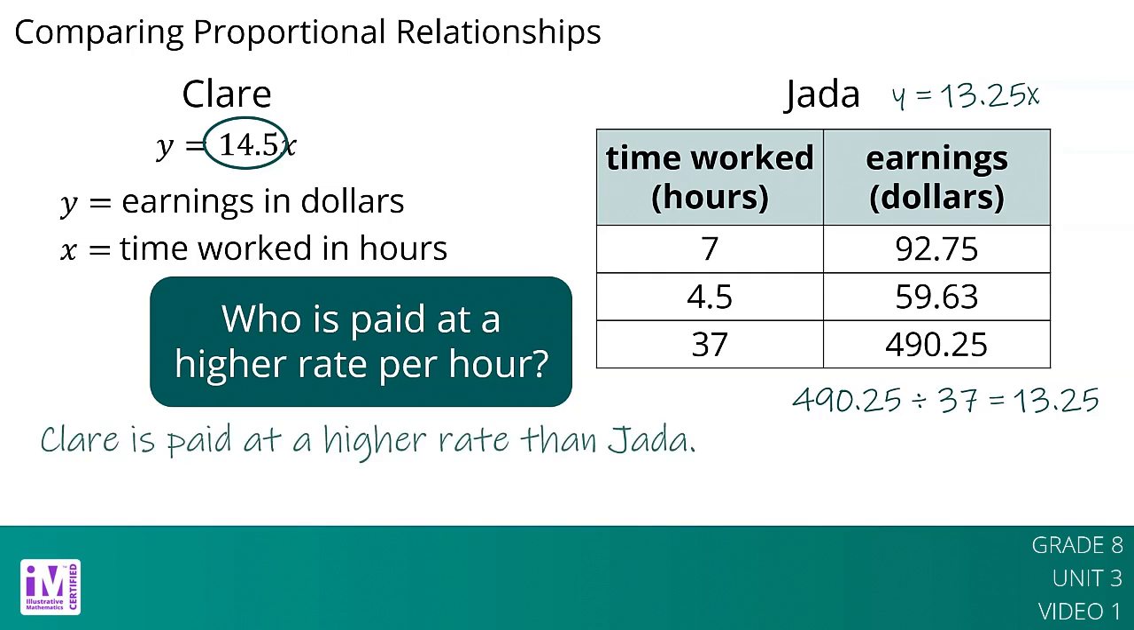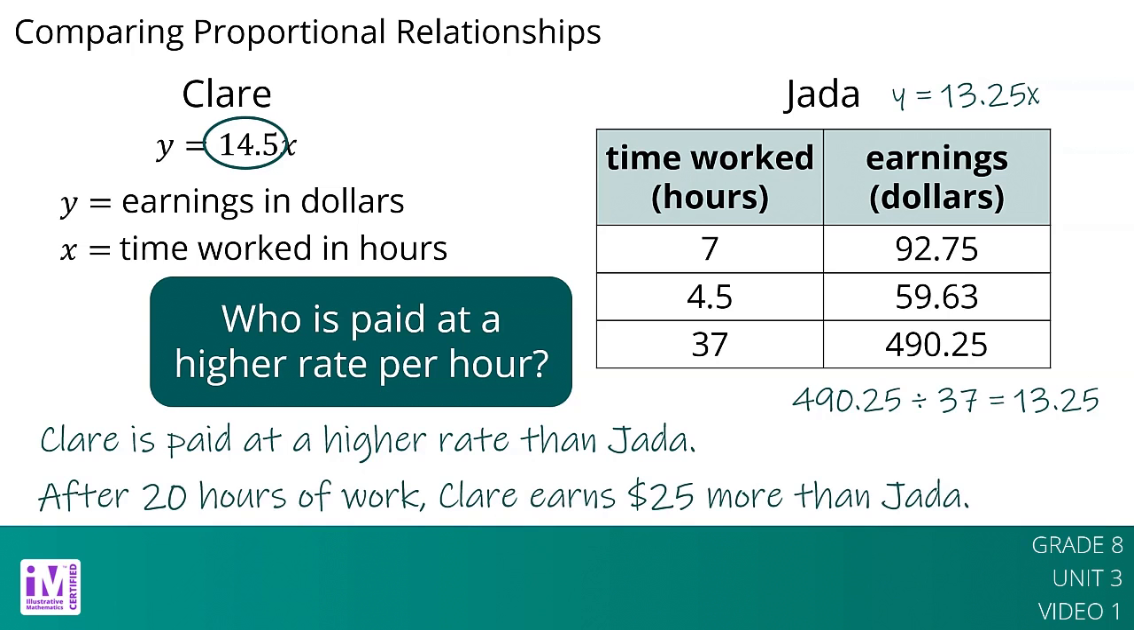So, Claire is paid at a higher rate than Jada. Claire earns $1.25 more per hour than Jada. After 20 hours of work, she earns $25 more than Jada because 20 times 1.25 equals 25.